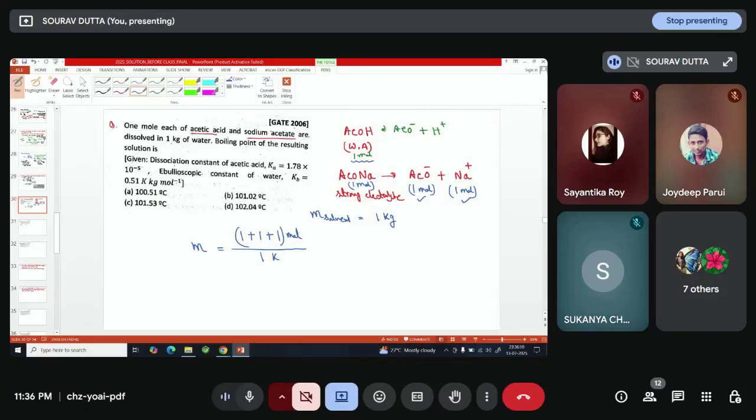Divided by mass of the solvent in kg. So in your question 1 kg is given. So 3/1, basically 3 mole per kg or 3 molal.